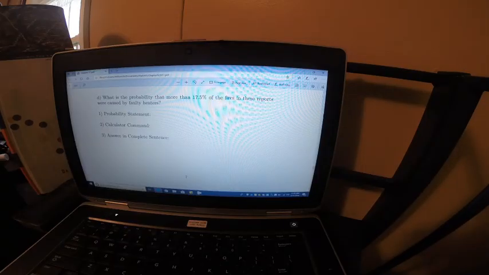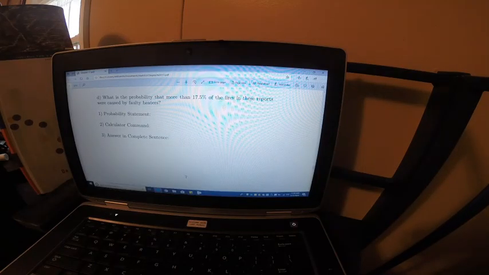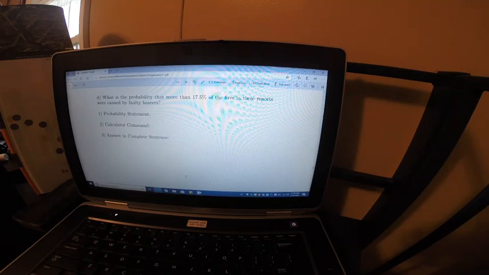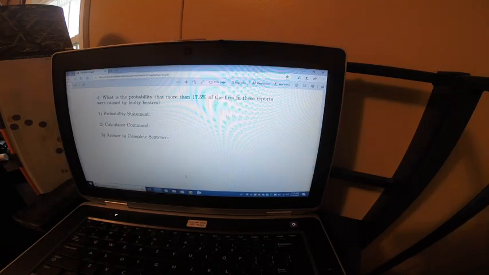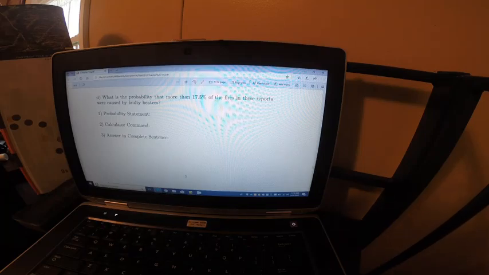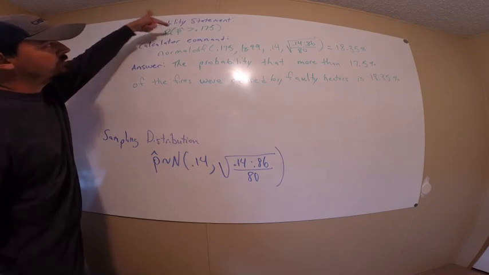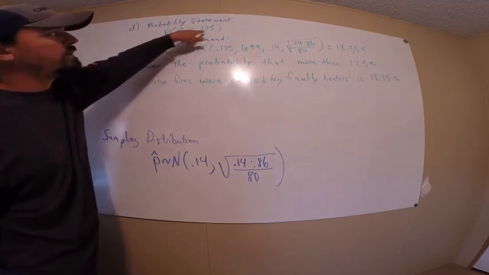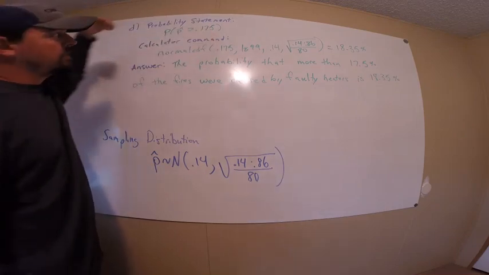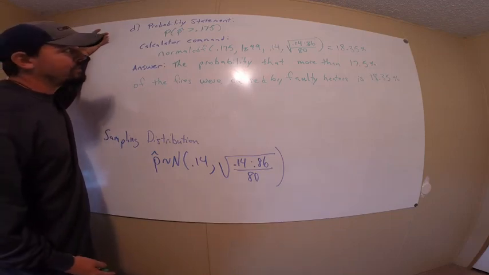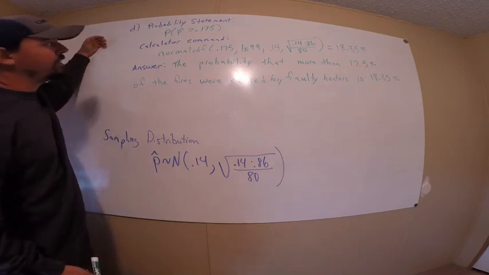Alright, let's look at D. What is the probability that more than 17.5% of fires in these reports were caused by faulty heaters? It wants the probability statement, the calculator command, and the answer in a complete sentence. Alright, so let's look at it. The probability statement: probability, p hat greater than 0.175. Okay, you can write that as 17.5% if you'd like. That's fine.